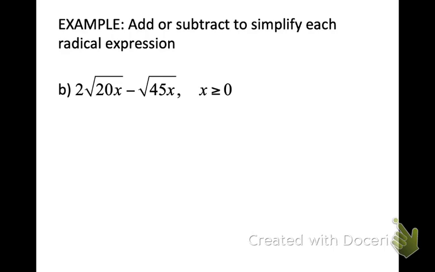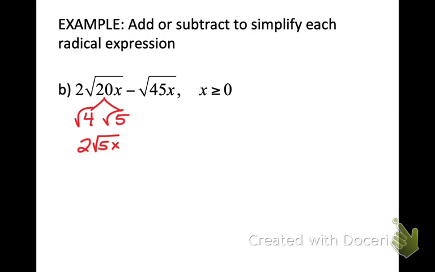Do we have to worry about it? No. Okay, do I have the same index? Yes, both square roots. Not the same radicands, but let's try to convert them so that they are. Perfect square going into 20 would be 4 times 5. So that simplifies to 2 square roots of 5, and the x is just kind of hanging out like that mole on your back. It just doesn't go away. So 2 square roots of 5x.